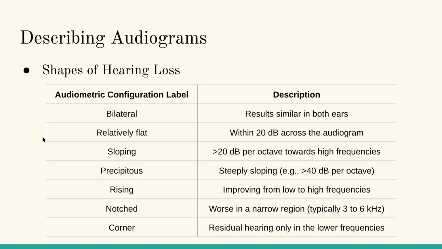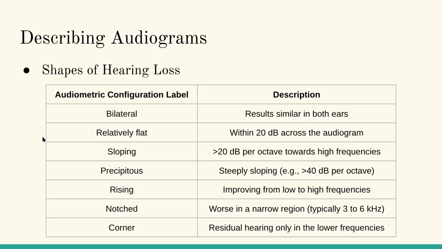Relatively flat, within 20 dB across the audiogram. Sloping, greater than 20 dB per octave towards the high frequencies. Precipitous is a steeply sloping audiogram, greater than 40 dB per octave as far as the drop. Rising, improving from low to high frequencies.